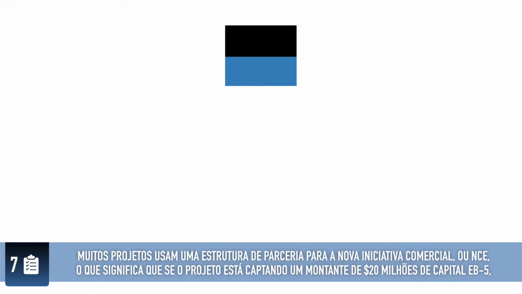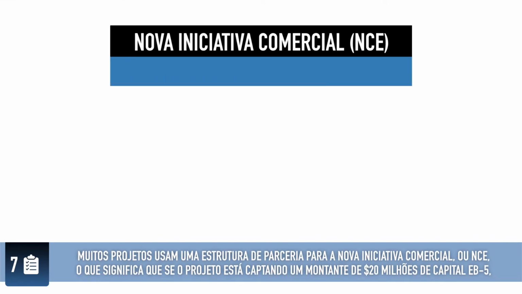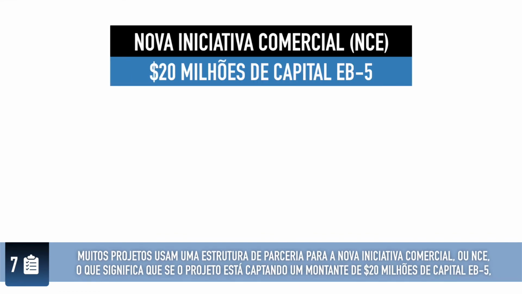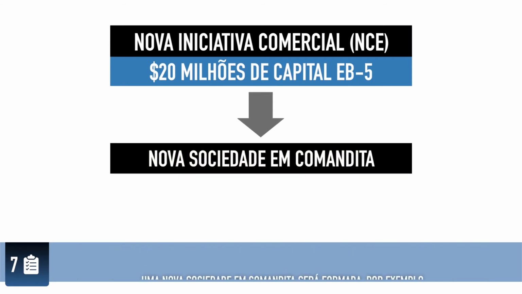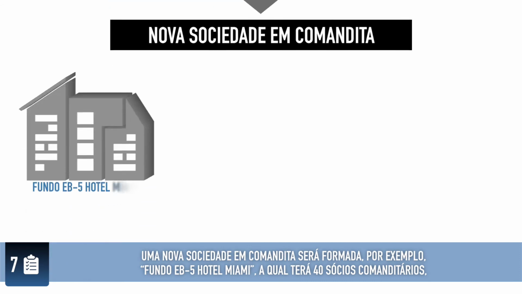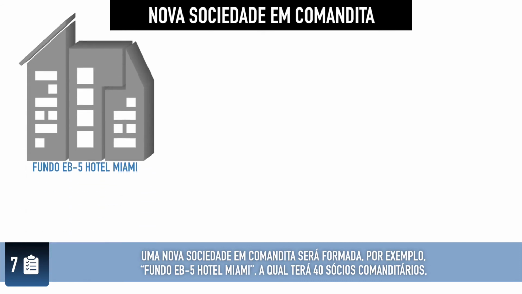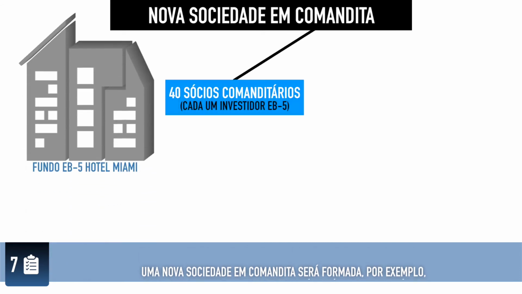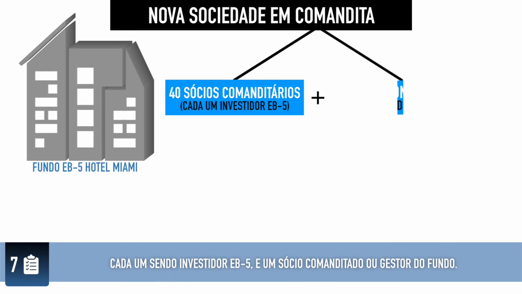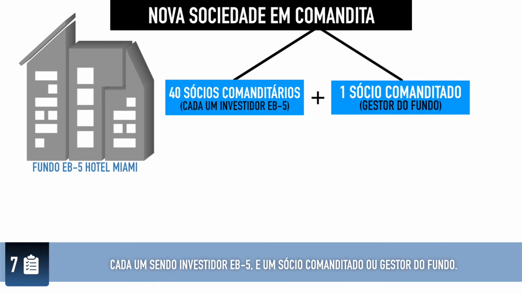Many projects use a partnership structure for the new commercial enterprise, or NCE, which means that if the project is raising $20 million worth of EB5 capital, a new limited partnership will be formed. For example, EB5 Hotel Fund Miami, which will have 40 limited partners, each an EB5 investor, and one general partner or manager of the fund.